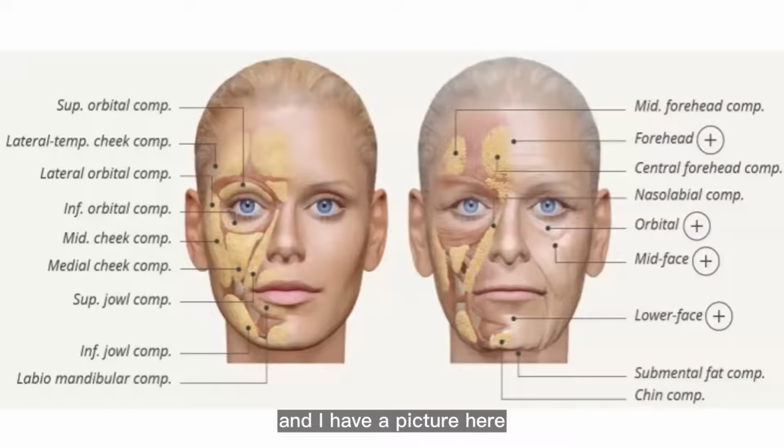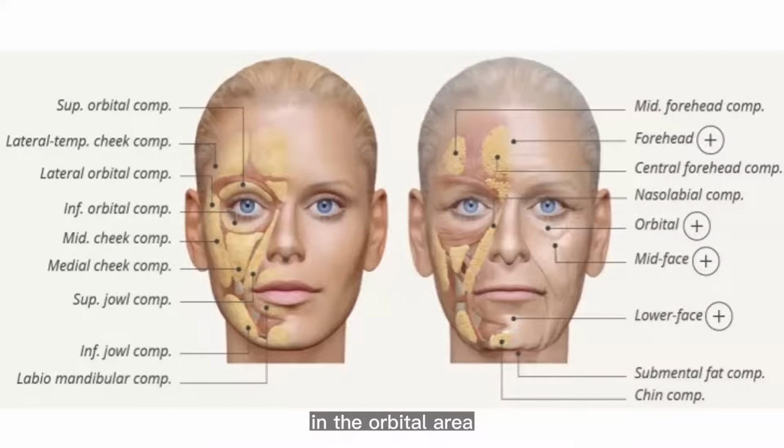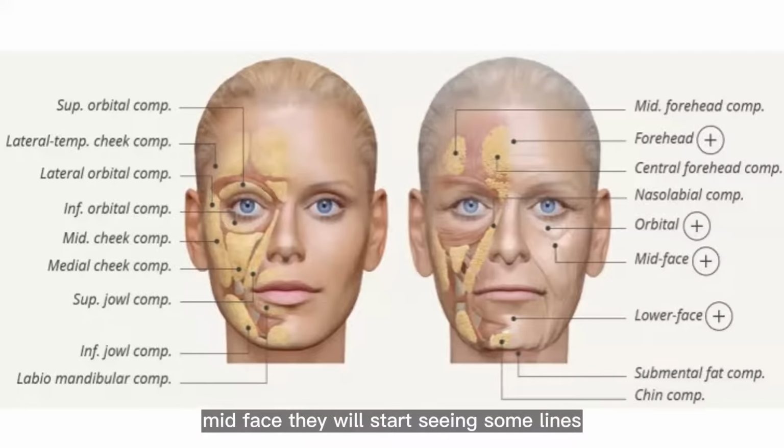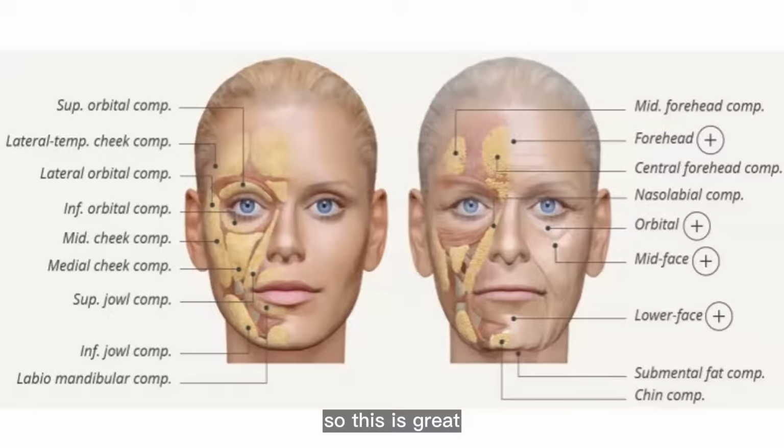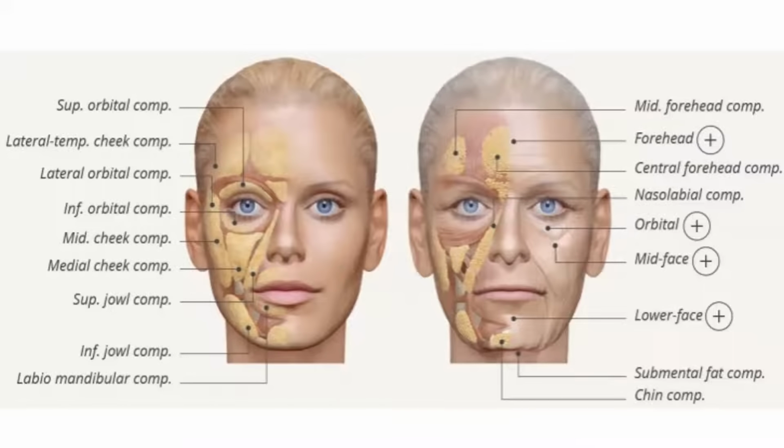And I have a picture here. If you guys want to take a picture of this, you can, just of how the fat is divided in the face area and how that loss of fat is going to affect especially the lower face. We're going to see it more under the eyes, in the orbital area, the mid-face. Then we start seeing some lines on the forehead as well. So this is great. When you look at a patient, then you can see this is where we're at, and this is what we need to do, because nothing is going to replace this fat, only fillers.